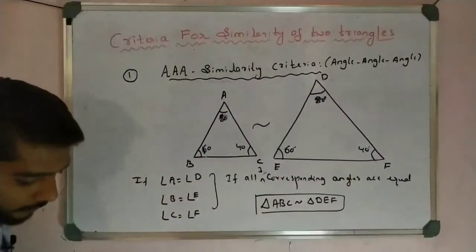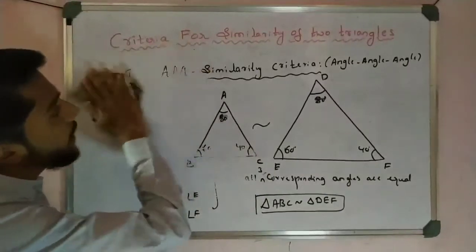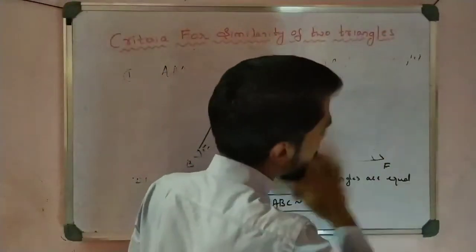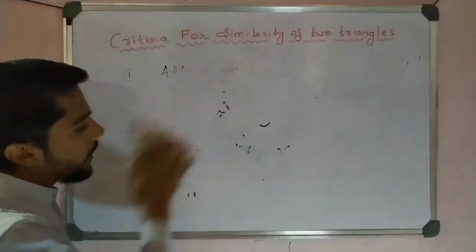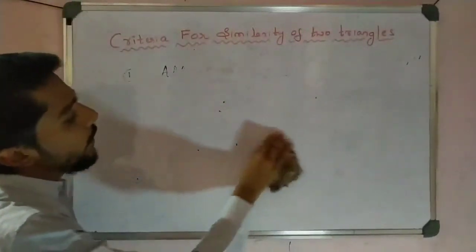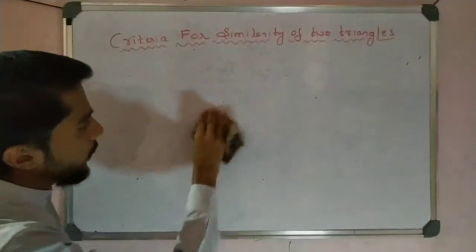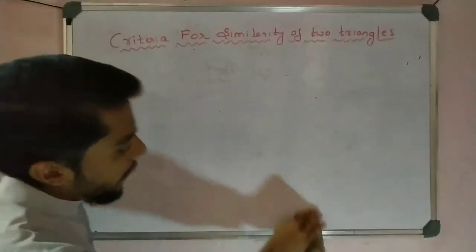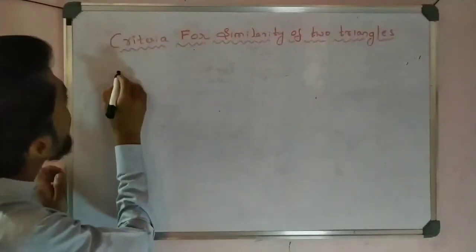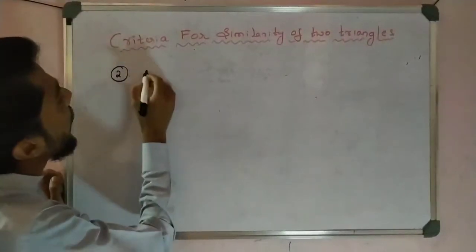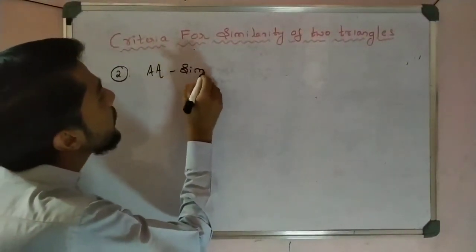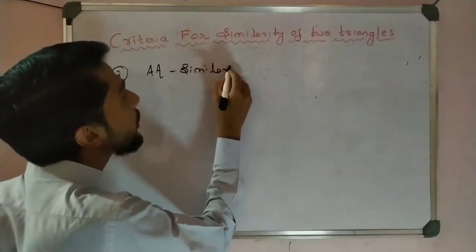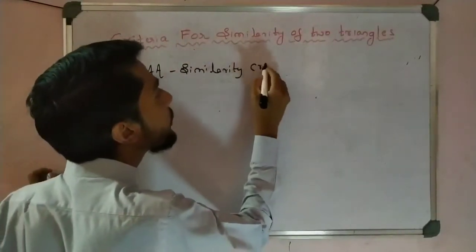Now let me take another criterion, number 2, which is also used to find whether the given triangles are similar or not. So see here, the second one, that is very important: AA similarity criterion.